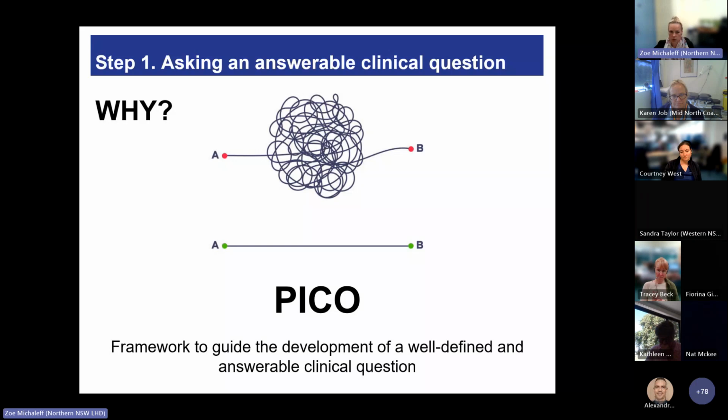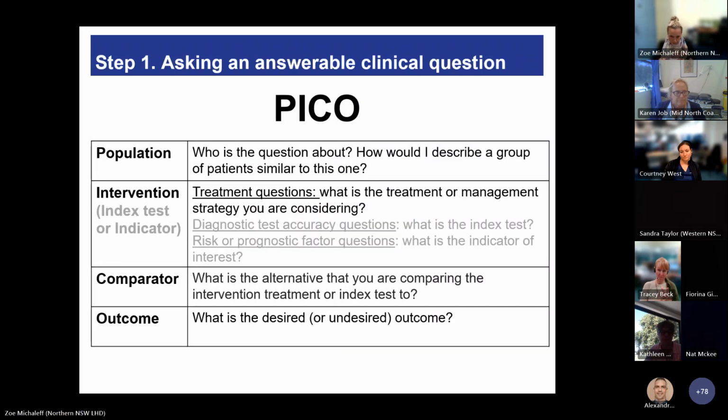We're going to have a bit more of a closer look at what PICCO means. So PICCO stands for Population, Intervention, Comparator, and Outcome. And depending on the type of question you're asking, determines which of these elements are important to define in order to ask an answerable clinical question.